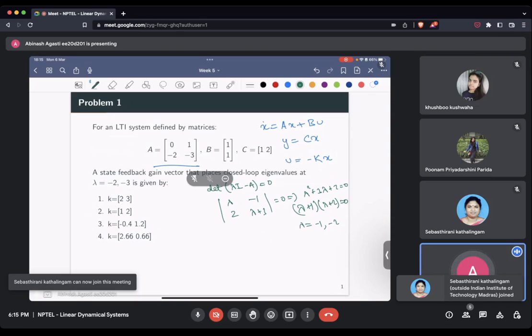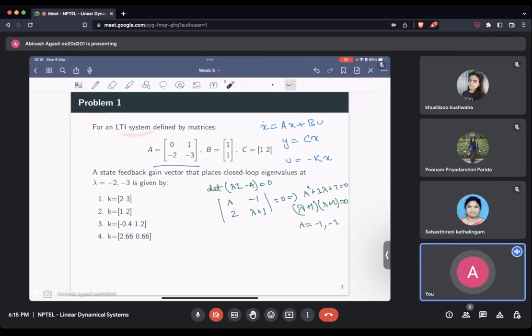So I'll just recap up to this point. We were discussing given an LTI system with the A, B, and C matrices. We want to find out a state feedback gain vector K that places the closed loop eigenvalues at lambda equal to -2 and -3. But before that, we just want to see what are the current eigenvalues of the system, of the A matrix. So that we found out as lambda equal to -1 and -2. But given that lambda equal to -1 and -2, what can we say about the stability of the system?